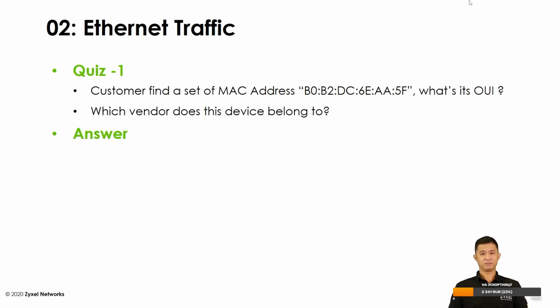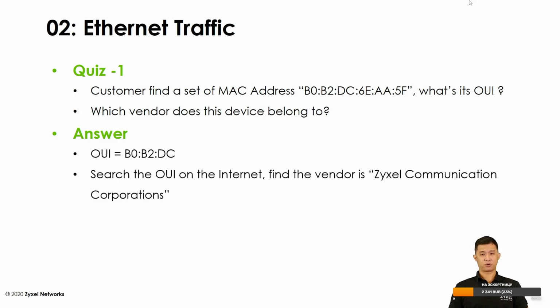So here's a quiz. A customer finds a MAC address B0, B2, DC, 6E, AA, 5F. What's the OUI of this address? And which vendor does this device belong to?